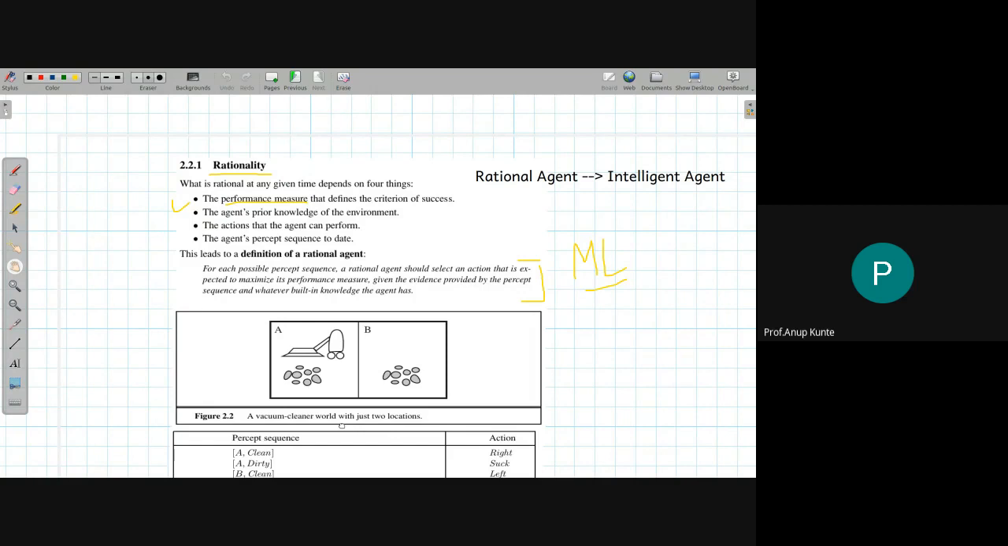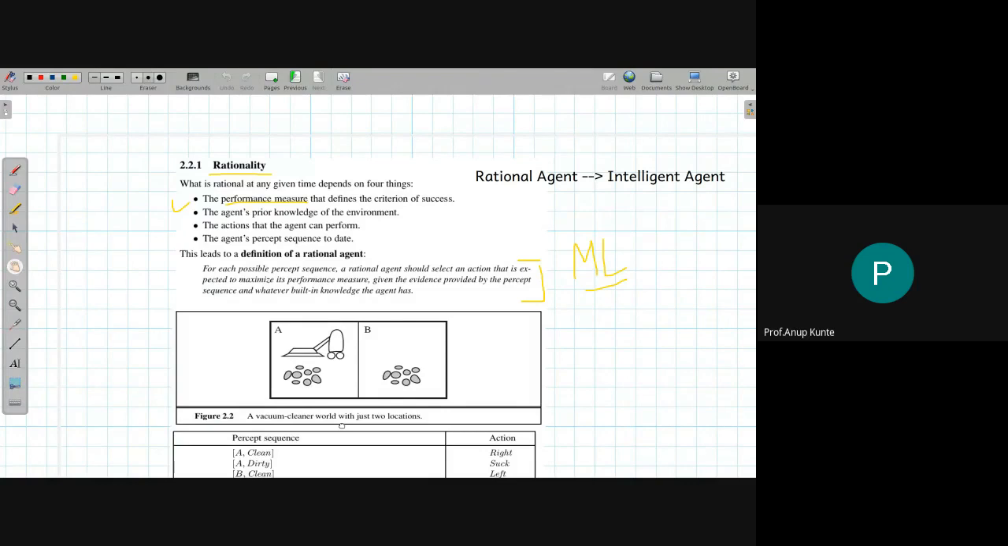The third thing that is underlined here is the actions that the agent performs. You should know what actions are possible for the agent. You should know exactly that this agent can have only these kinds of actions, and if some actions are not possible, you should leave them out, and your agent's rationality will depend only on those actions. Fourth, you should always find out what percepts the agent can have and how to encode those percepts. So given the scenario, you should be able to figure out these four things.